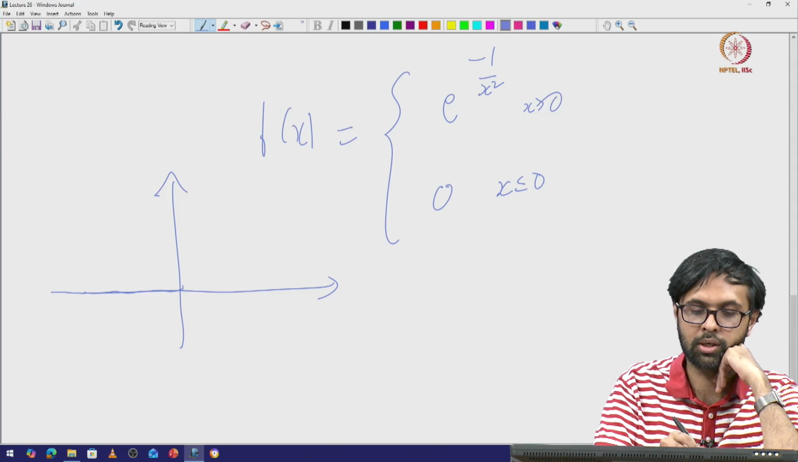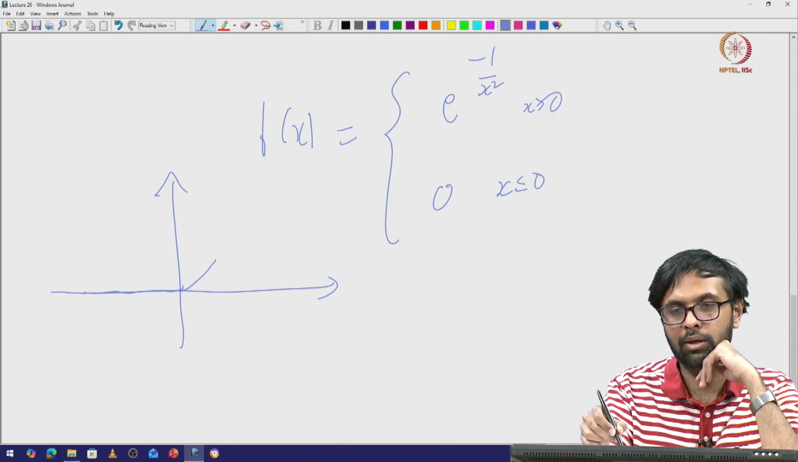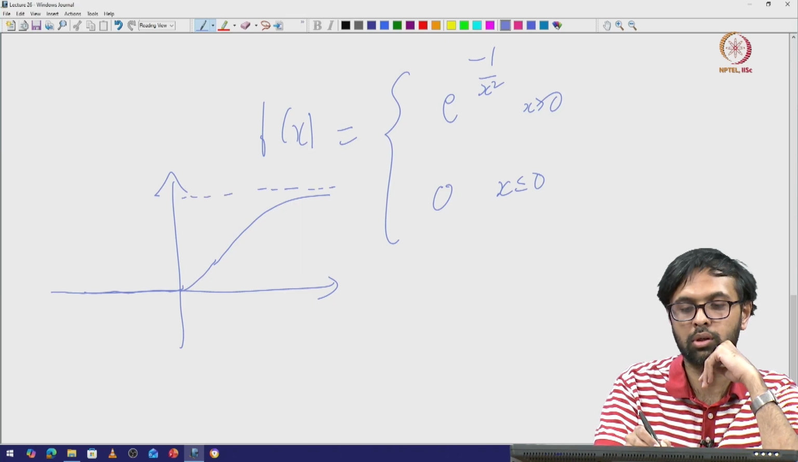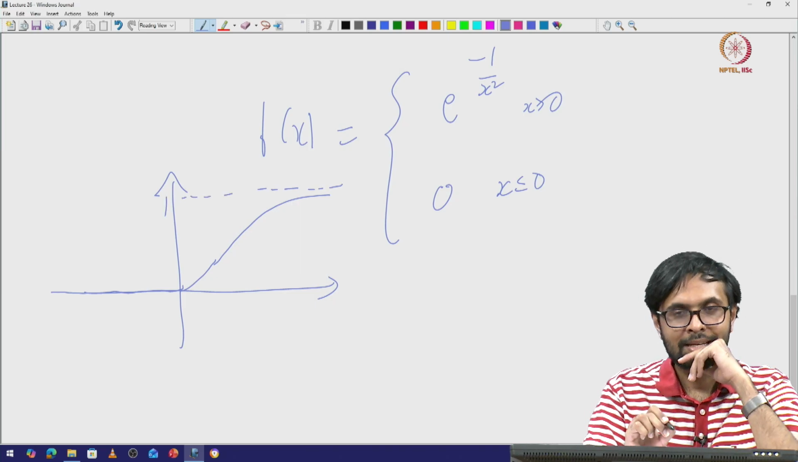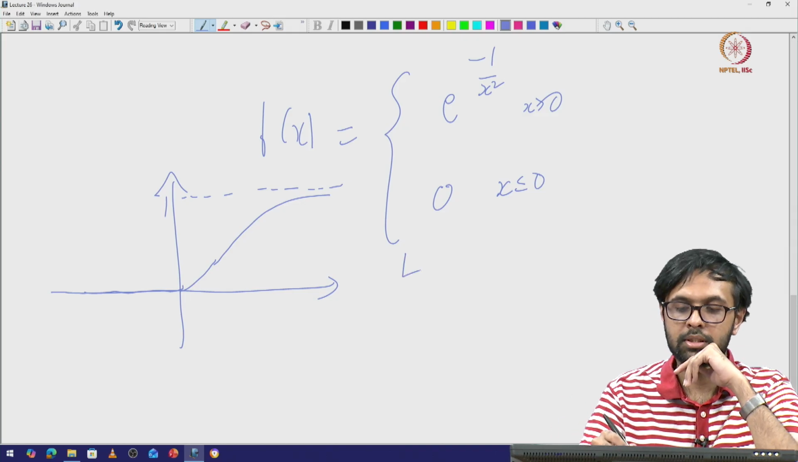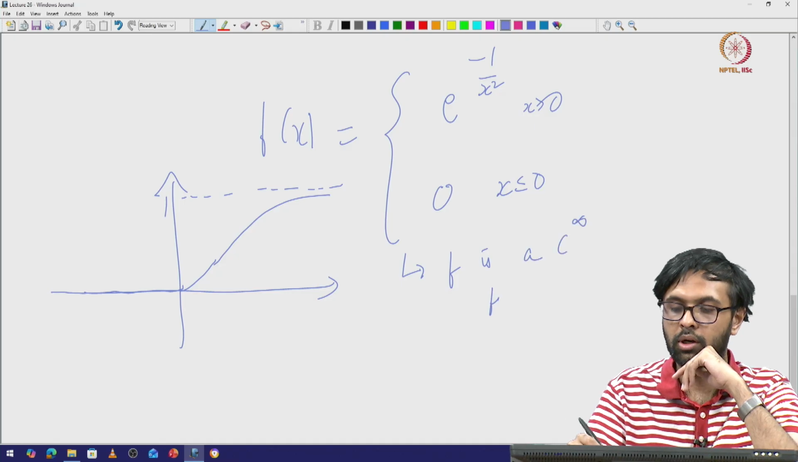and e raised to minus 1 by x square keeps increasing. As x goes to infinity, 1 divided by infinity goes to 0, so it approaches 1 eventually, right? The first claim is f is a smooth function on all of R.